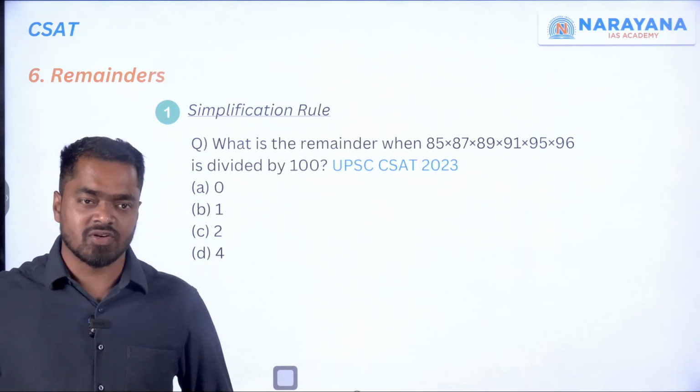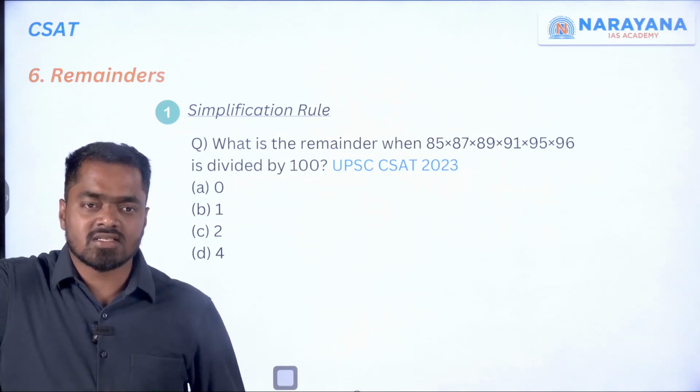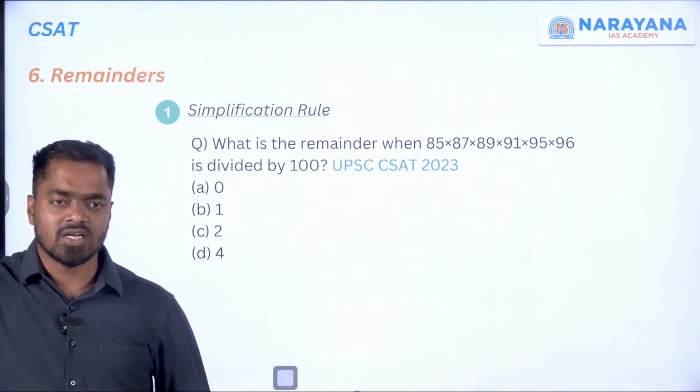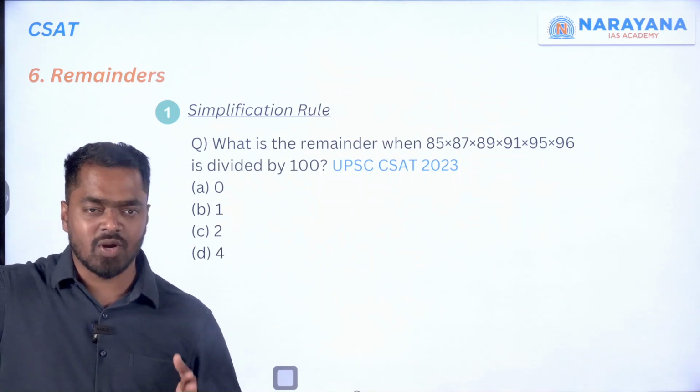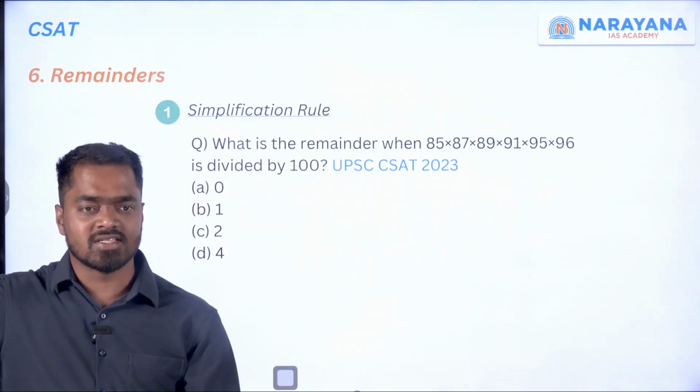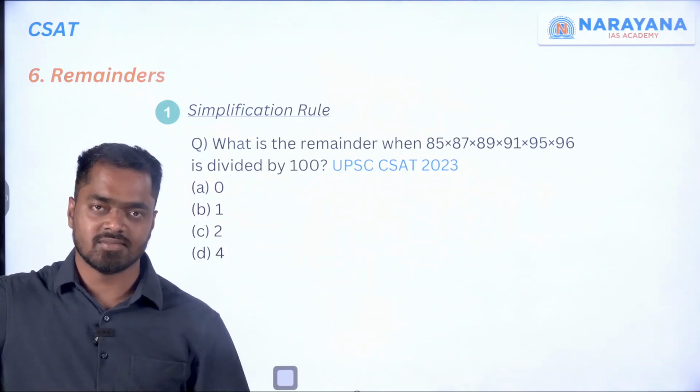Now try to solve this question. This was asked in CSAT 2023, very recent paper. What is the remainder when 85 into 87 into 89 into 91 into 95 into 96 is divided by 100?